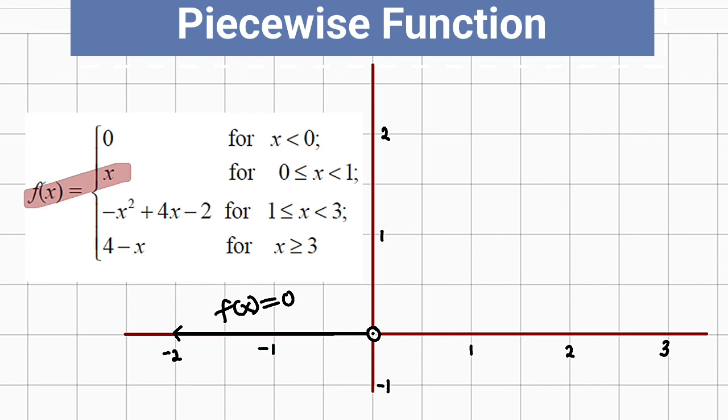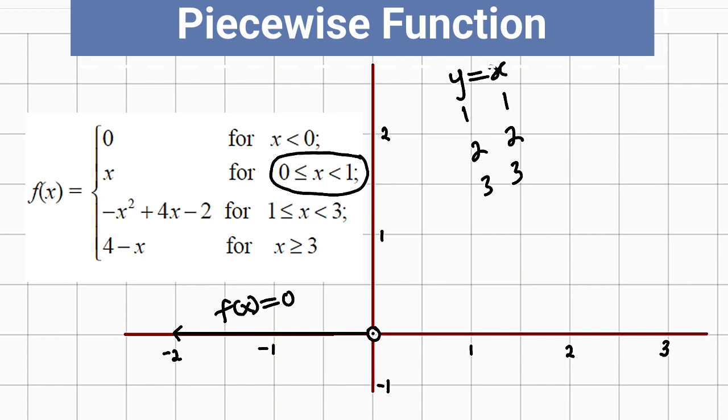Now the next function is f of x equal to x, which implies y equal to x, right? If y is equal to x, every point you plug in for x will be the same for y. So when x is 1, y will be 1. When x is 2, y will be 2. When x is 3, y will be 3, in that order. But look at the condition here. It states from 0 up to 1, including 0, excluding 1. So 1 is not going to be a solution. So we are going to start from 0 and stop at 1.